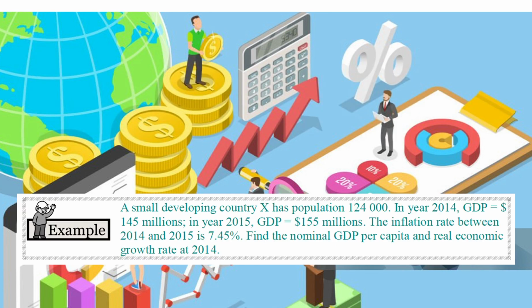Another one, come on, again. A small developing country has a population like this, and a nominal GDP like this, and later a GDP like this, with an inflation rate like this. Find the nominal GDP per capita first, and the real economic growth. The first one doesn't need to be adjusted by the inflation rate; the second one does. Pause and work on it.